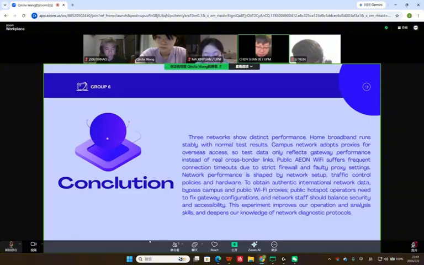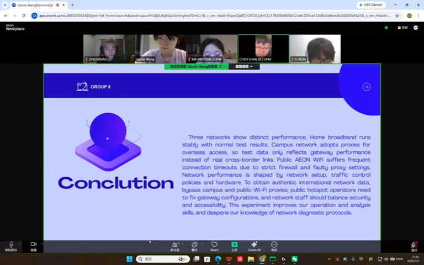Network performance depends on network setup, management policies, and hardware. To get true international network data, we should avoid the campus and public Wi-Fi proxy. Public Wi-Fi operators need to fix their gateway settings. The project helped us improve our protocol skills and understanding of network diversity.